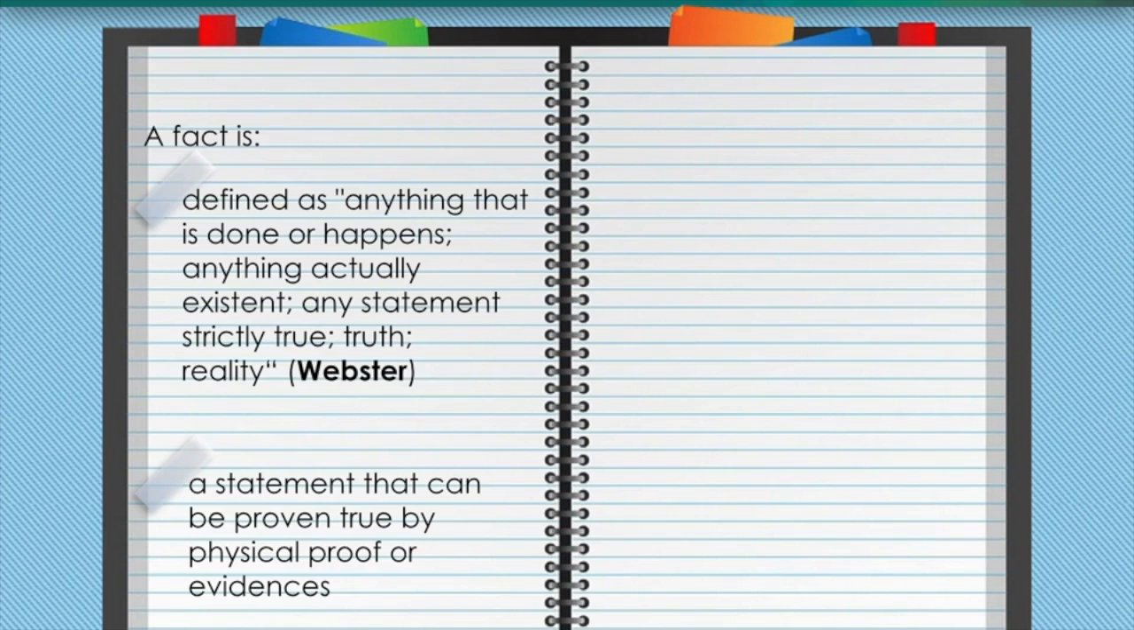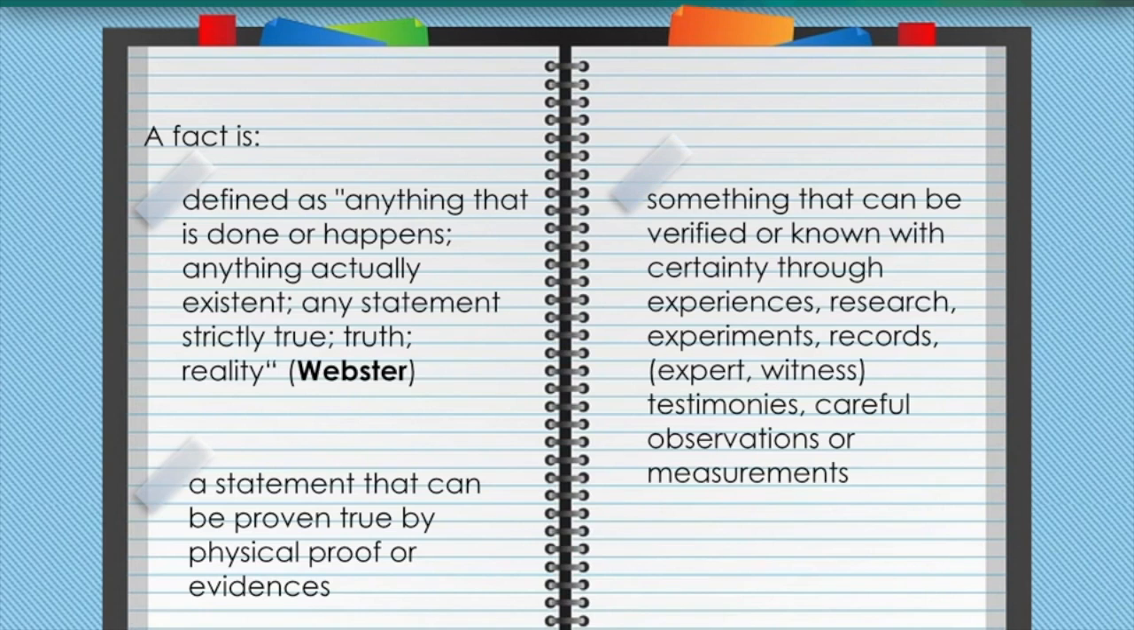A fact is a statement that can be proven true by physical proof or evidences. What it means here is that facts are statements that can be verified. A person can go and check the evidence that supports a statement of fact. These evidence can be in a form of experiences, research, experiments, records, expert or witness testimonies, careful observations or measurements.